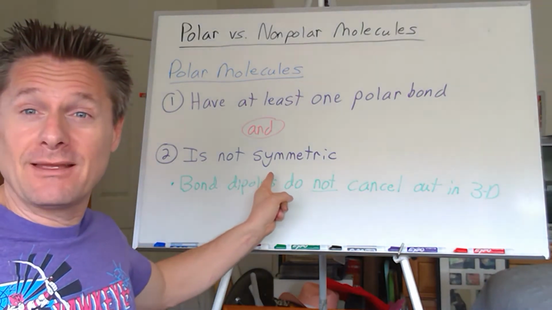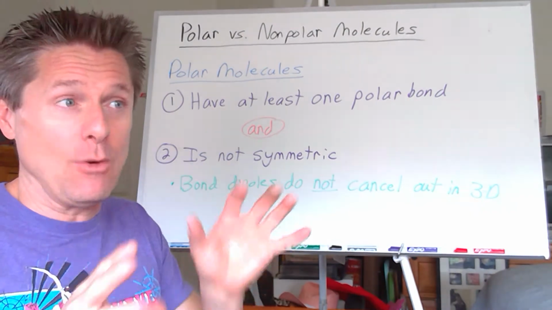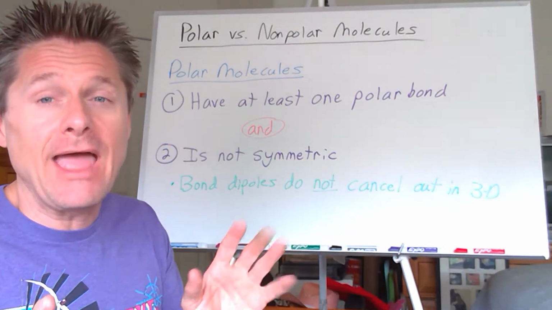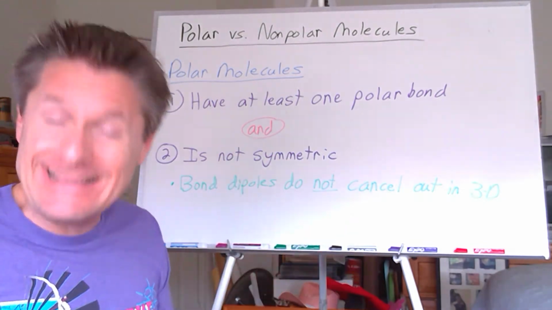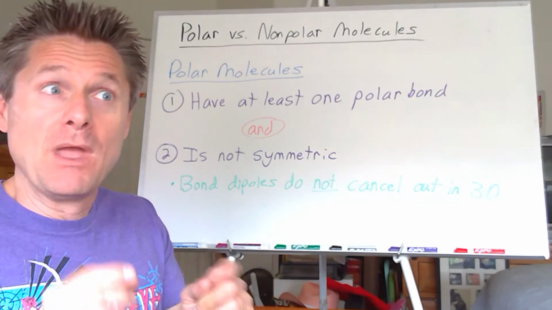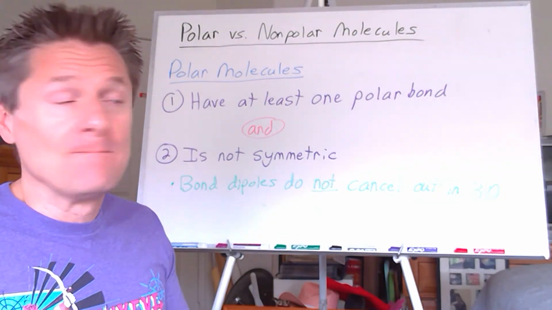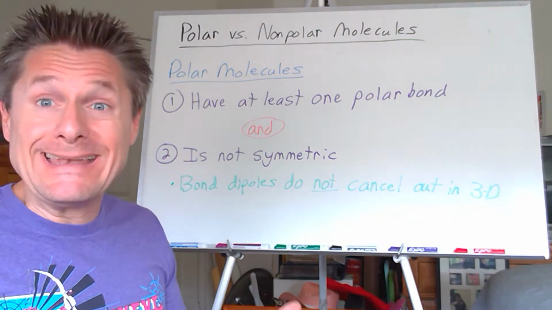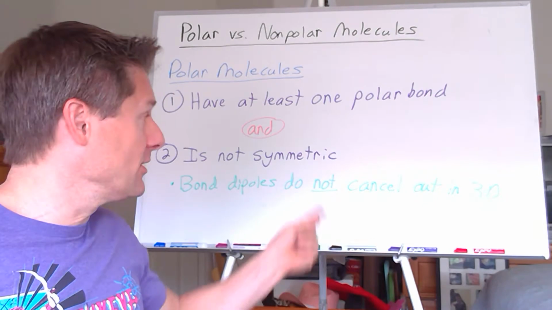But if it's not symmetric, those bond dipoles do not cancel out. Now, the atoms may be oriented symmetrically. We're not interested in that. We're interested in whether the electron density is symmetric. So you might have atoms oriented symmetrically, but if those atoms are different elements with different electronegativity values, the electron distribution might not be symmetrically oriented. So it's really important. That's why you look at the bond polarities.